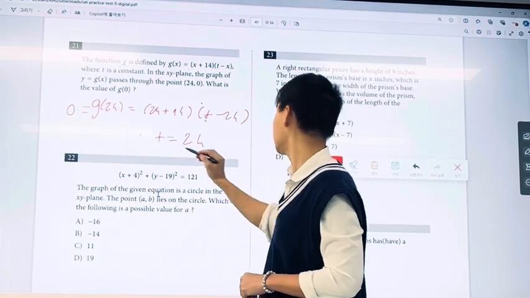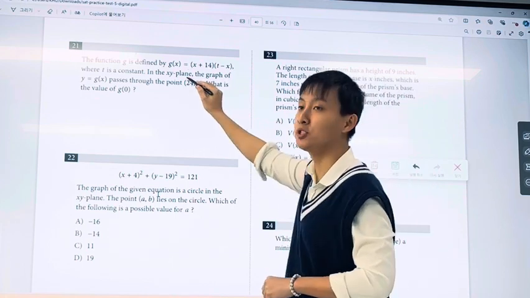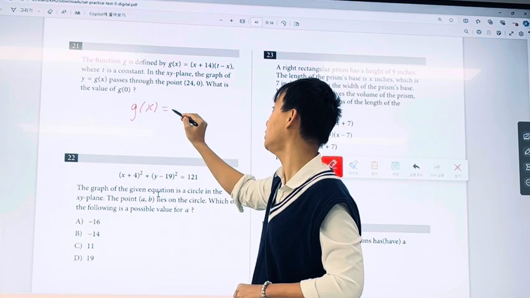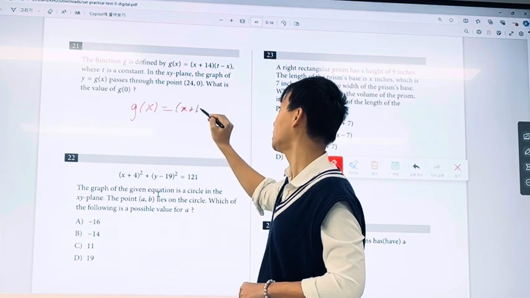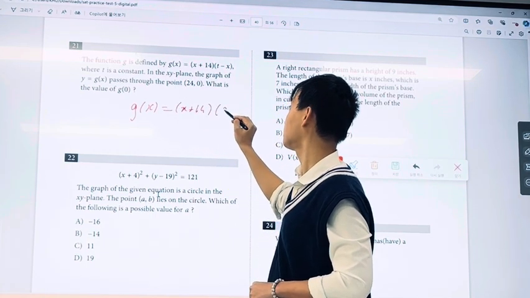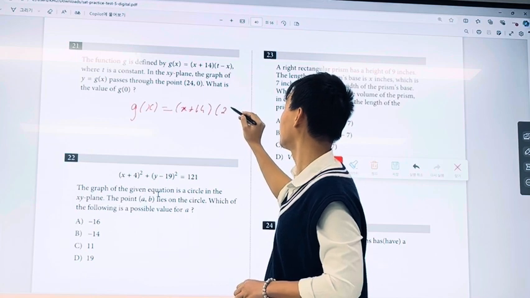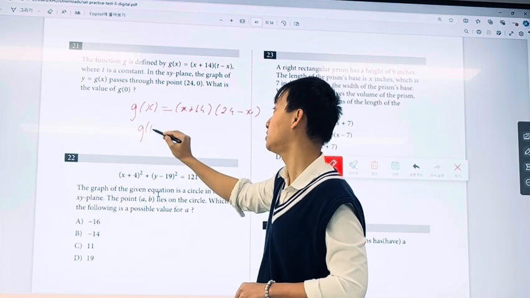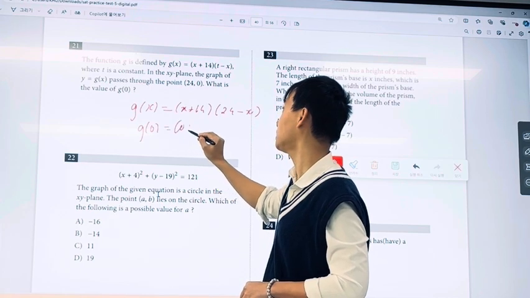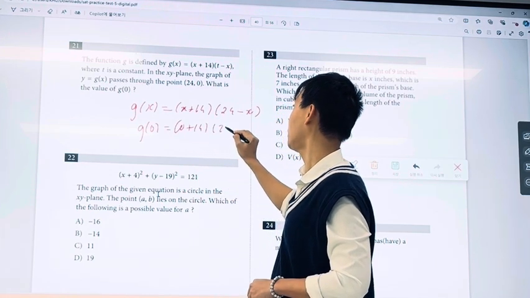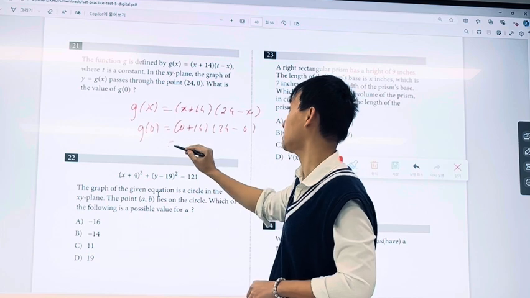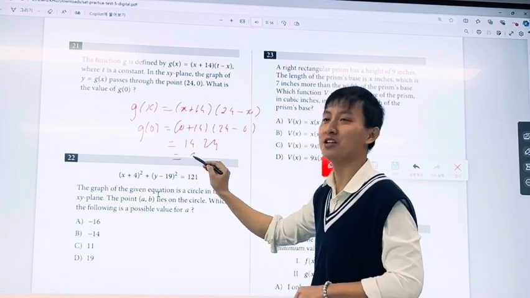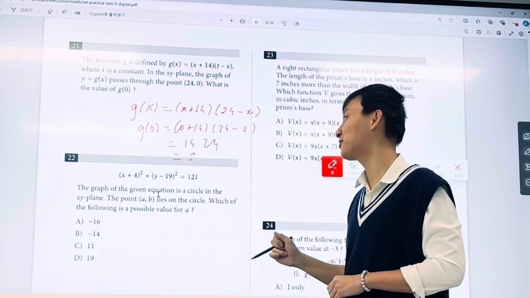After finding that t equals 24, you substitute back into the equation. You can have g(x) equal x plus 14 times 24 minus x. You substitute g(0) equals 0 plus 14 times 24 minus 0. So the answer is going to be 14 times 24. And the rest is up to you. You can do whatever you want.